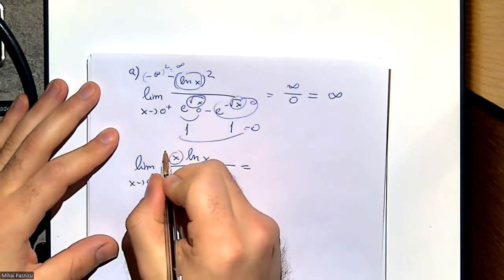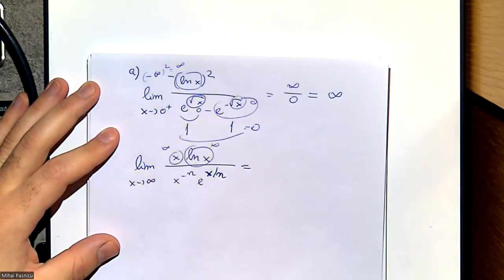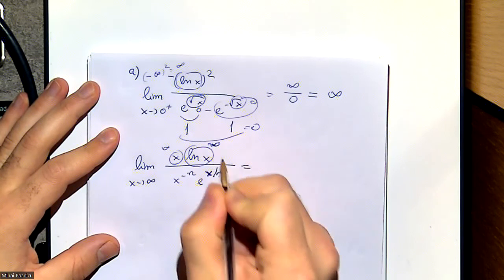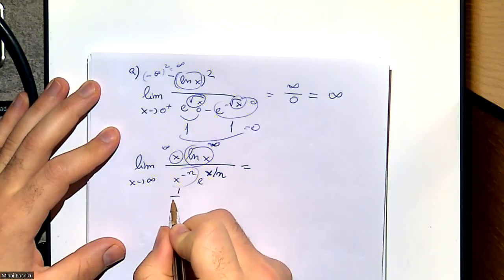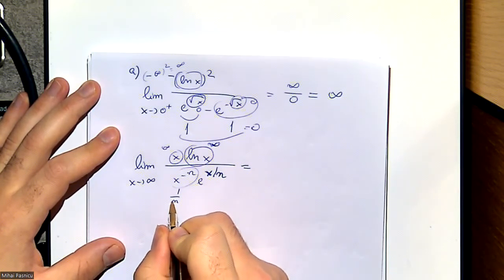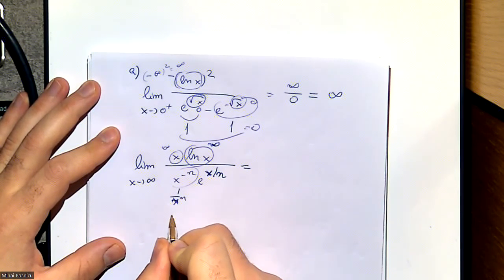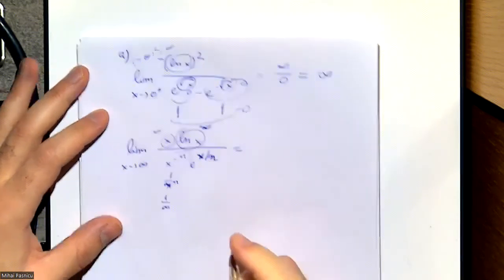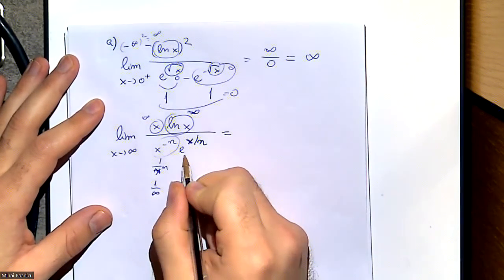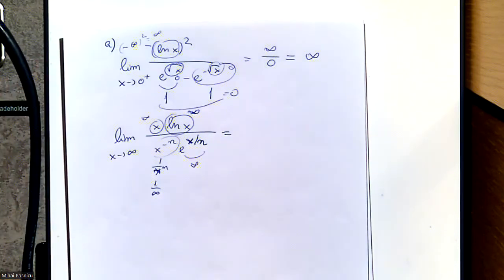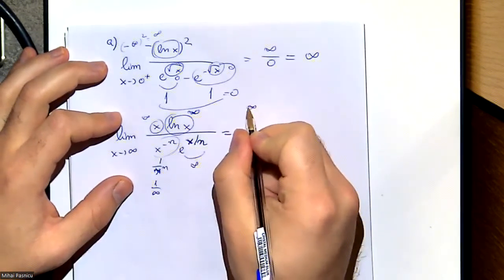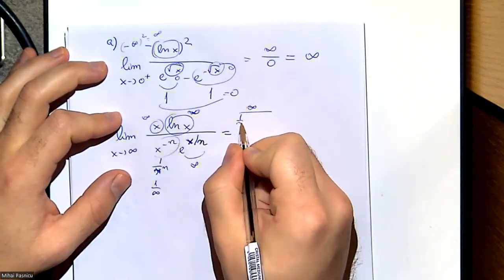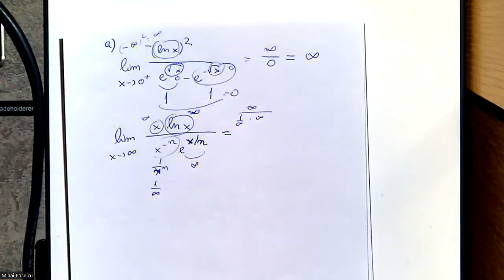X goes to infinity. Log of x goes to infinity. X to the 1 over n goes to infinity, so the other term is 1 over infinity. So what's my case right now? I have infinity times infinity, which is truly infinity. And then below I have 1 over infinity times infinity. So I'm kind of messed up. I have no idea what to do here.